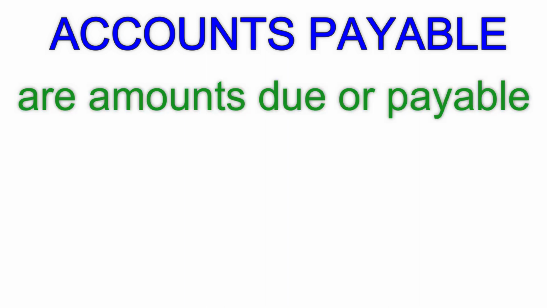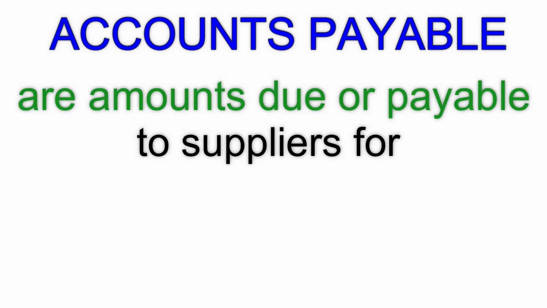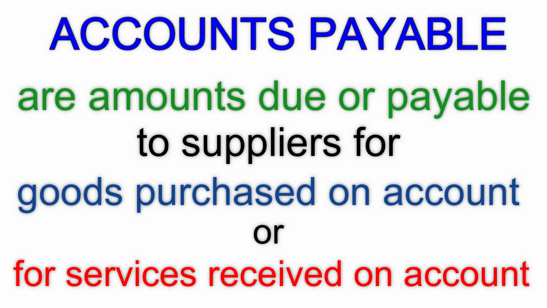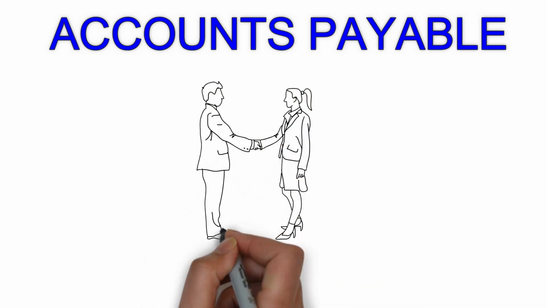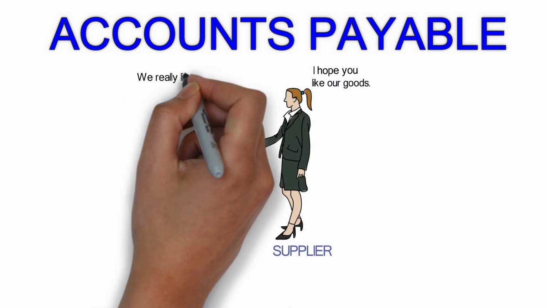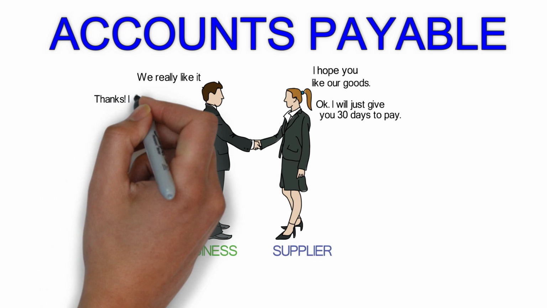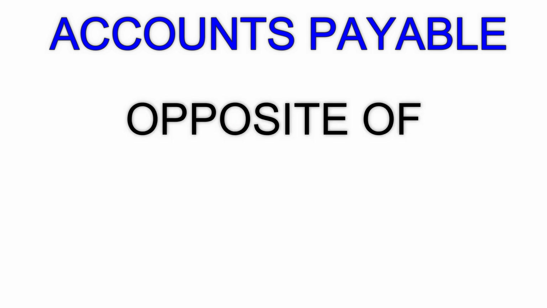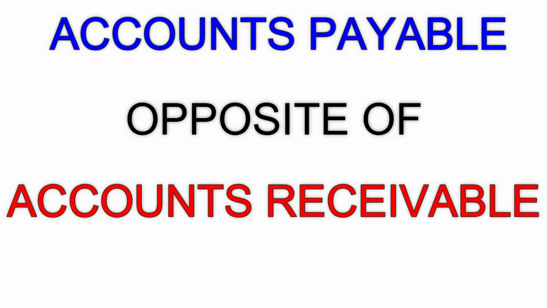One example of a current liability is accounts payable. Accounts payable are amounts due or payable to suppliers for goods purchased on account or for services received on account. Meaning, when you buy goods or services from suppliers and you pay your suppliers at a later time, now you have debt to your suppliers. Now that is accounts payable. Another thing, accounts payable is the opposite of accounts receivable.